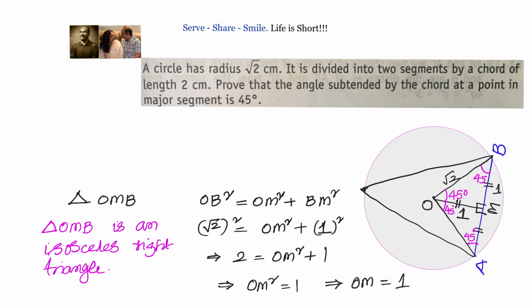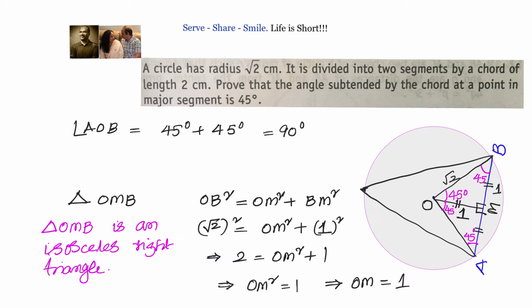Now once we know that both the triangles are isosceles right angle triangles, we can find out easily what is the angle made by the arc AB at center O. Angle AOB is equal to 45 degrees plus 45 degrees, which is equal to 90 degrees.